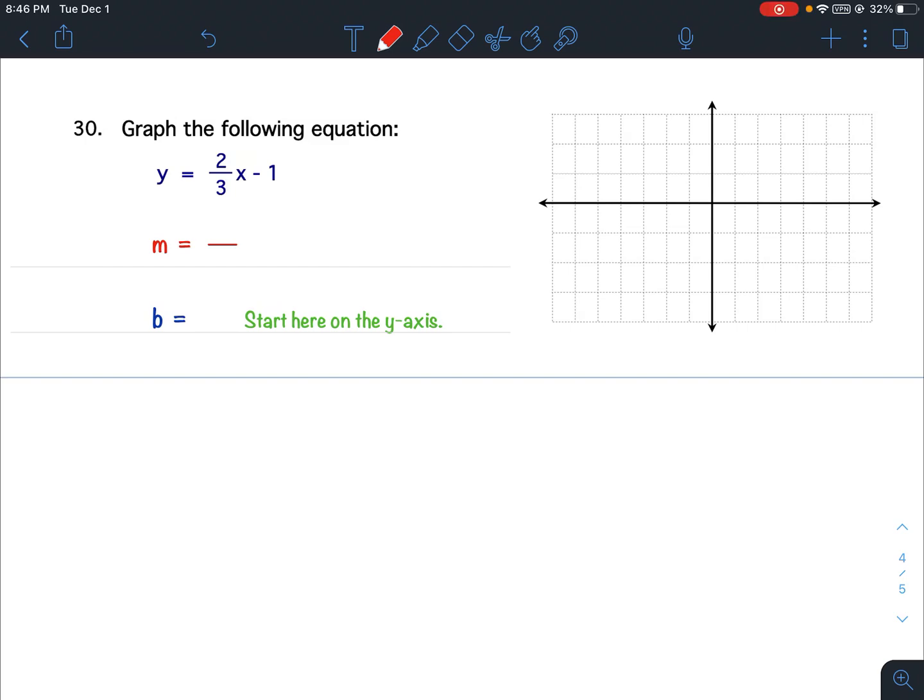Proportional relationships worksheet, question 30. Graph the following equation. This is like example 8 in the notes. I am going to do this entire problem with you. So again, we're going to graph the following equation.